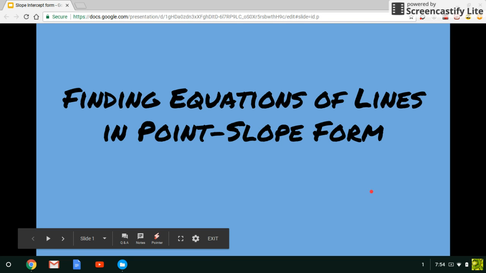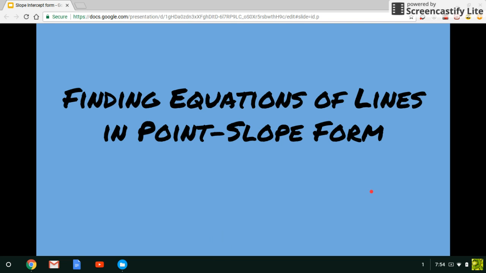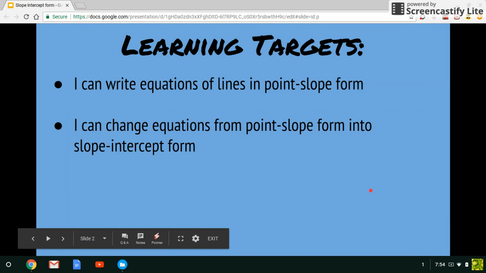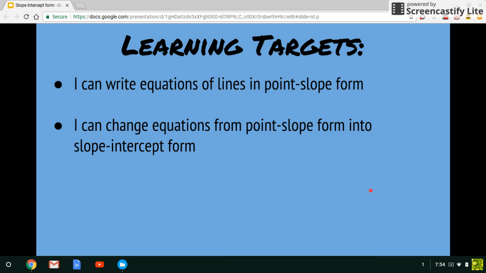Hey guys, so this video is going to be all about finding equations of lines in point-slope form. For our learning targets we have: I can write equations of lines in point-slope form, and I can change equations from point-slope form into slope-intercept form. So we're going to teach you how to go back and forth between these forms.